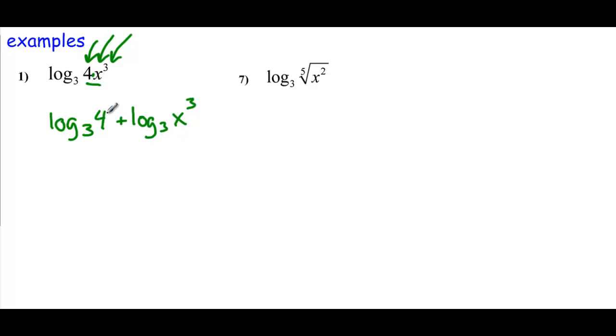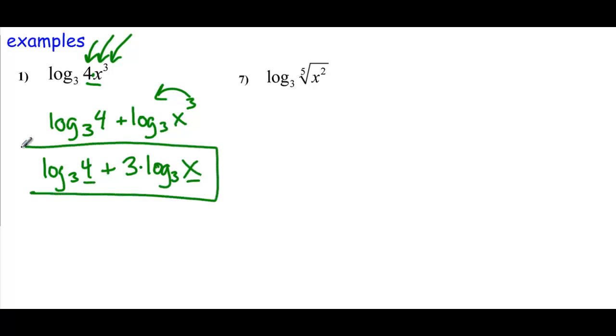I know I'm done when I have a single item that I'm taking a log of. So the last thing I'm going to do here is now take the 3 and move it out front. So the 3 goes out front just to this term, log base 3 of x. I know I'm done because there's only a single item that I'm taking a log of, and it's all expanded. Okay. Now let's take a look.